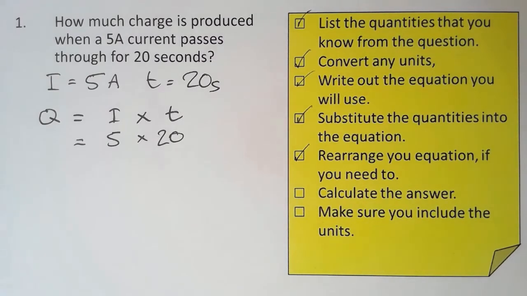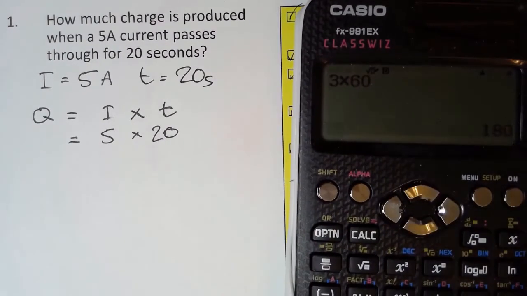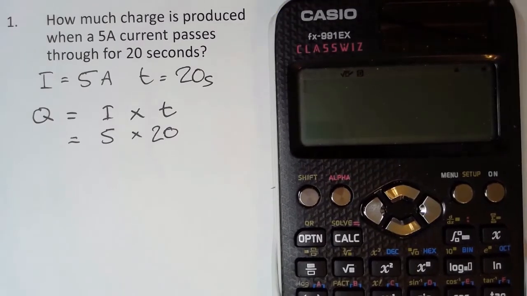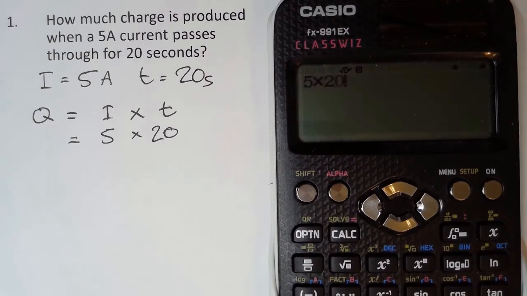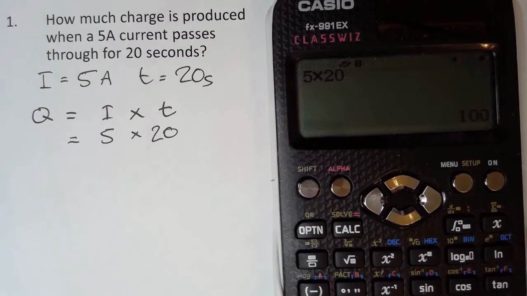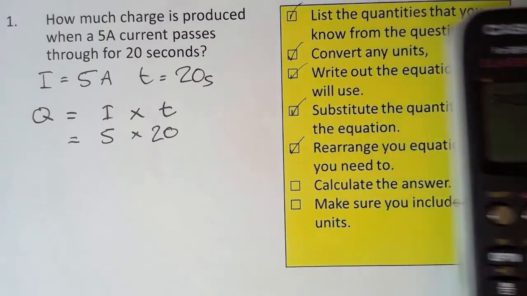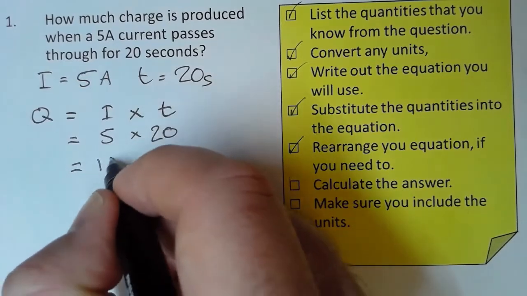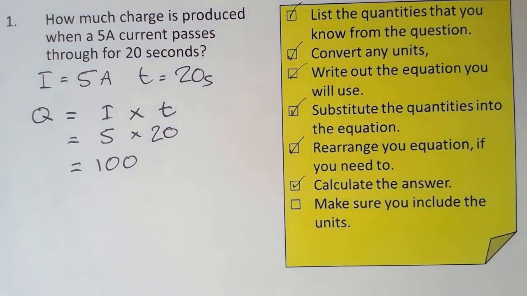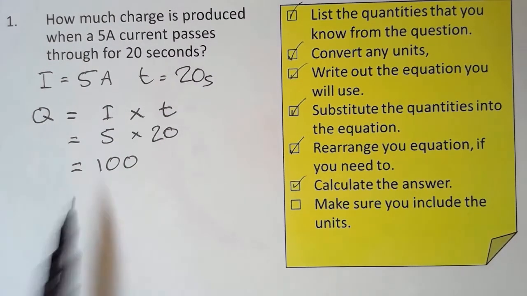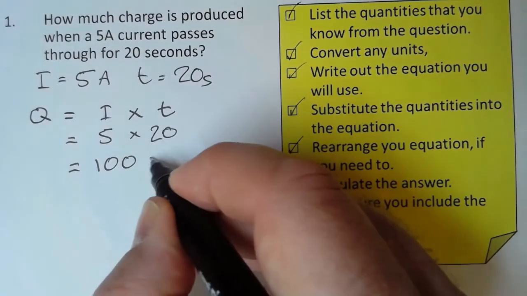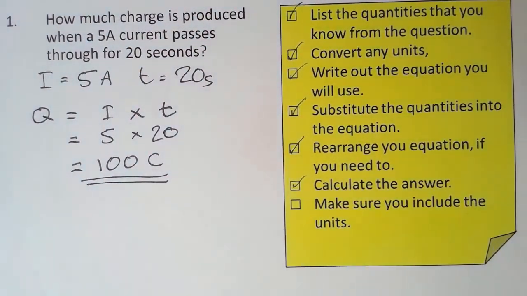Now, it's very tempting in order to get the question done quickly to just do this in your head. And you can do this in your head, of course you can. But I would strongly recommend that you don't, because under examination conditions, your brain does funny things. So I would strongly recommend that you use your calculator at all stages, no matter how easy the equation is. Okay, so that's 5 times 20, which is equal to 100. So there's your calculation, and then make sure you include the units. Charge is measured in coulomb, so therefore we will say 100 coulombs, and that will be your final answer.